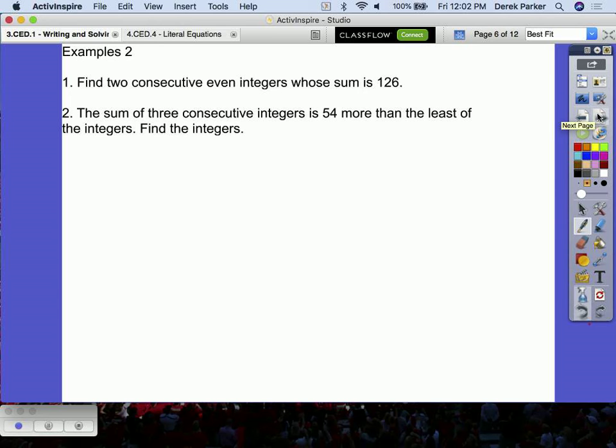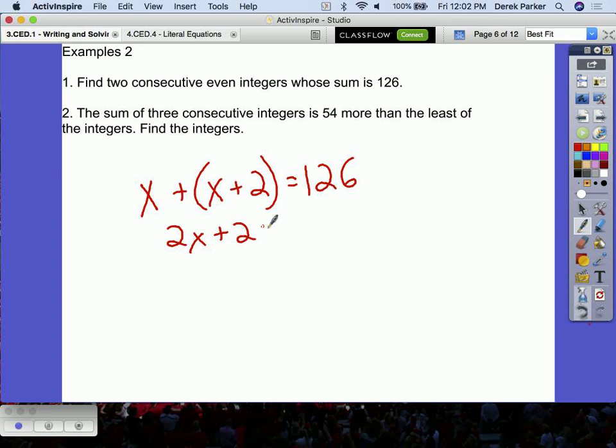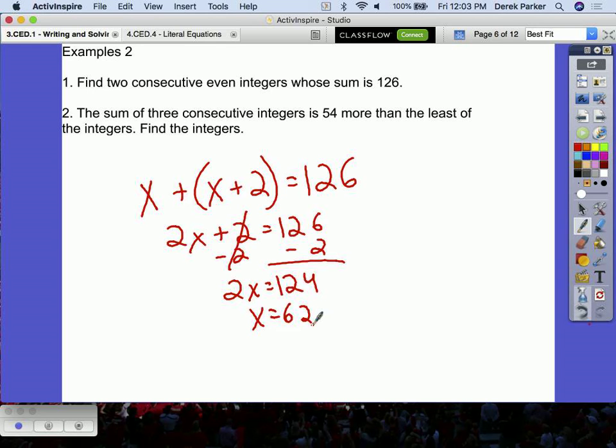Find two consecutive even numbers whose sum is 126. Okay, consecutive even. Again, that would be x plus x plus 2 equals 126. Combine like terms. Solve for x. And I get x equals 62, and then my other integer would be 64.